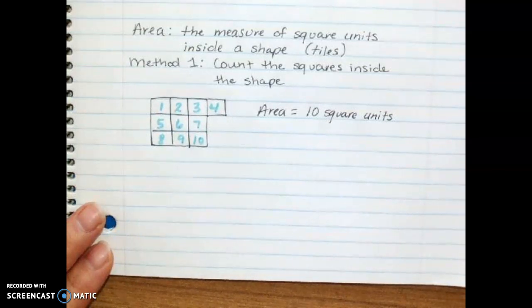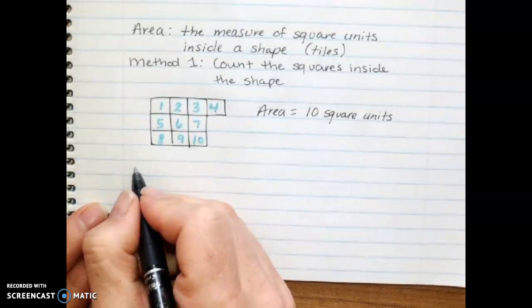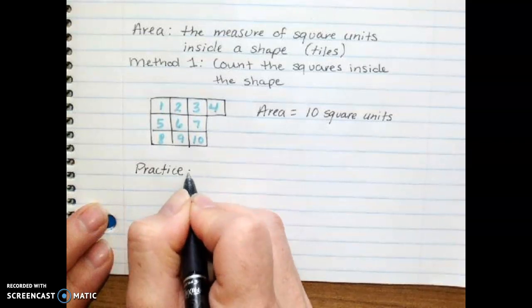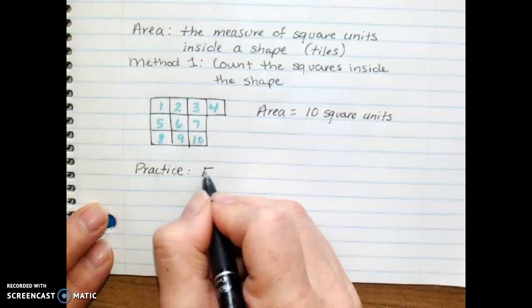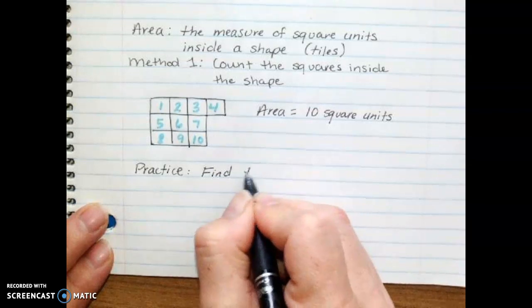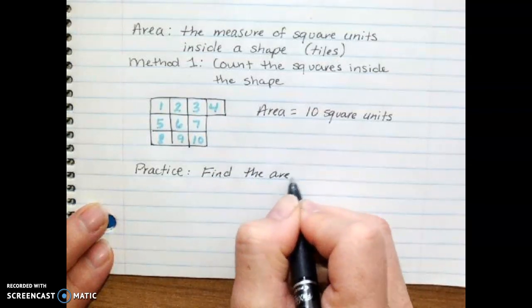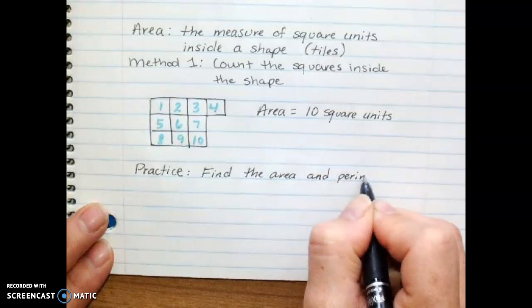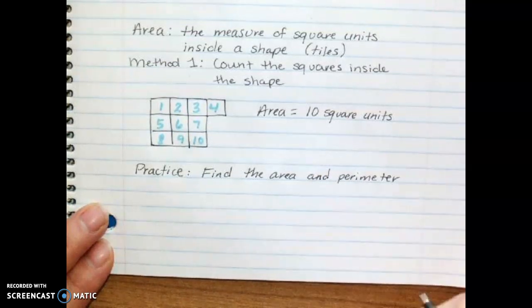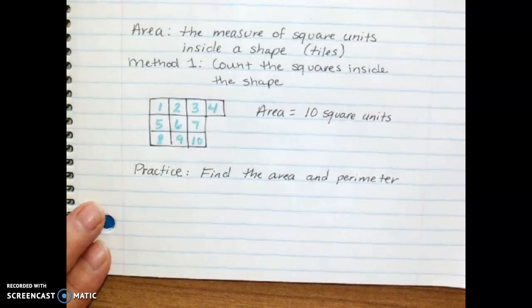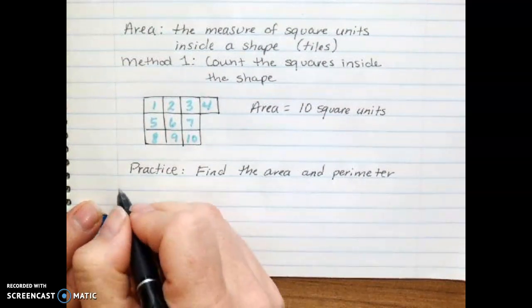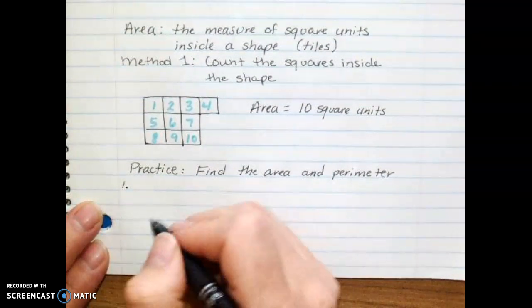Now I'd like you to practice finding the area and perimeter on your own. Please write the instructions. Find the area and perimeter. We're going to draw 2 shapes that you are going to find the area and perimeter of on your own. The first shape will be an irregular shape.